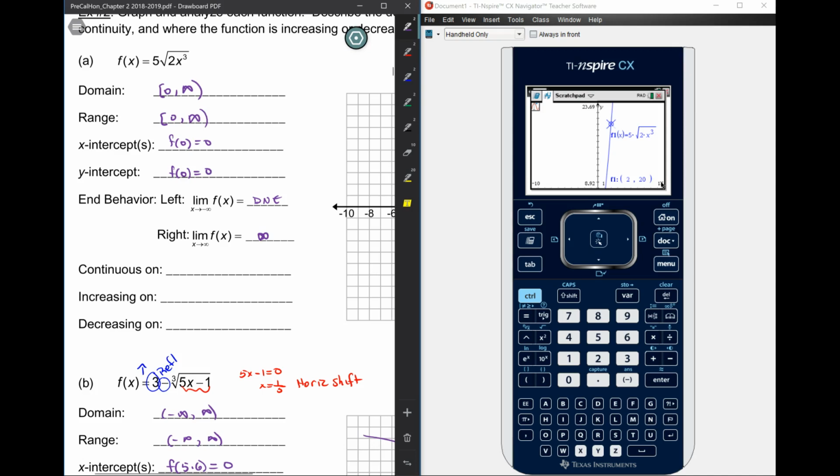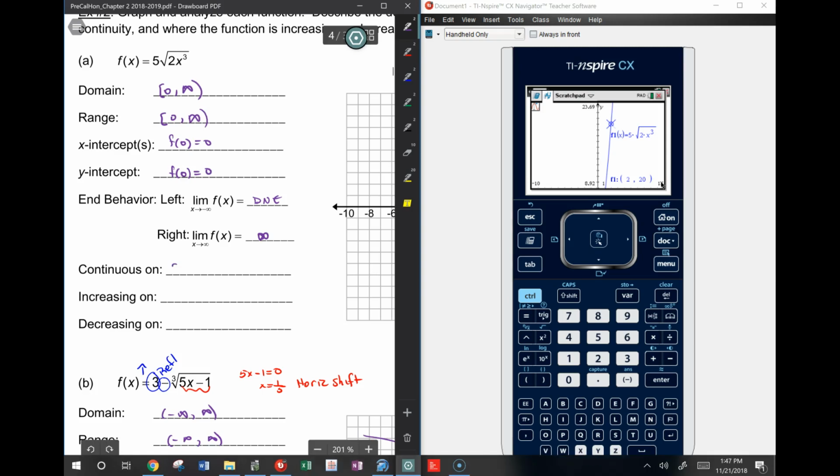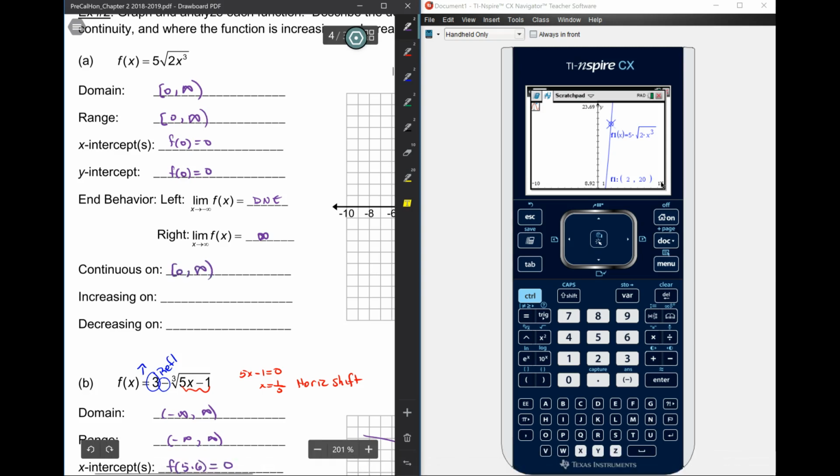Well, first and foremost, it's a square root. So we know only positive values of x can ever exist here, right? The domain is from 0 to infinity. This graph doesn't even exist on the other side of the axis. Since there is physically no graph there, there is no limit, no end behavior at negative infinity. We just say does not exist. Okay, it's continuous from 0 to infinity.